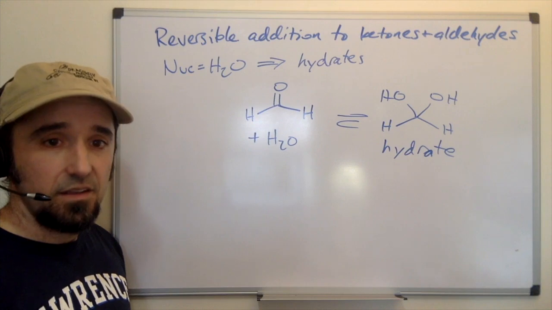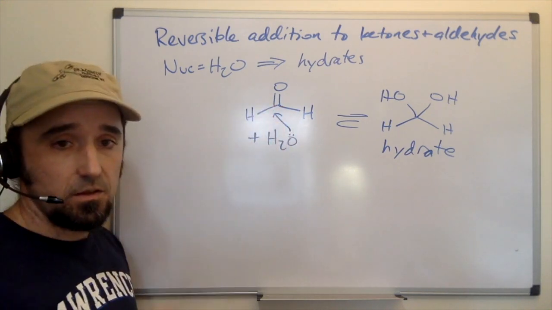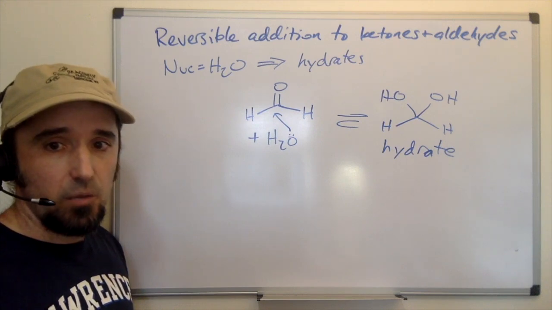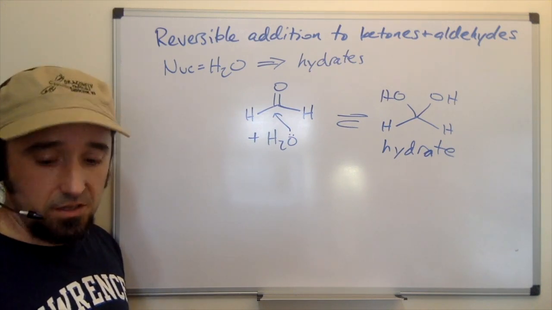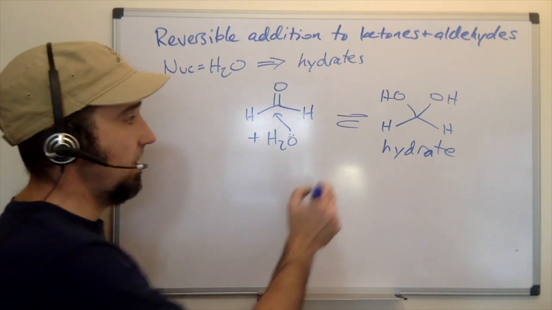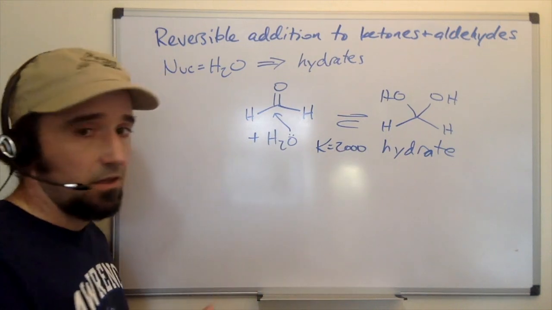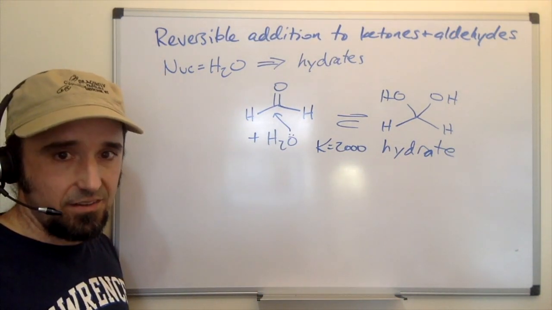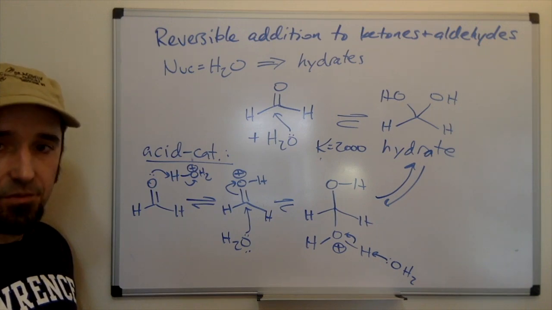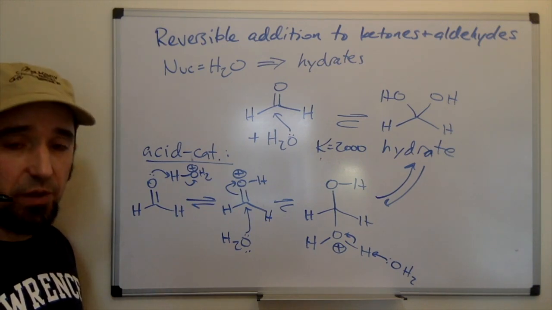What you would see is that water has added to the C=O double bond, and we get a hydrate. And this is formed under reversible conditions. But in this case, the equilibrium constant K is about 2,000. So it's about 2,000 to 1 preference for the hydrate. Let's look at the mechanisms for hydrate formation. First, under acid catalysis. This works either under acid or under base.